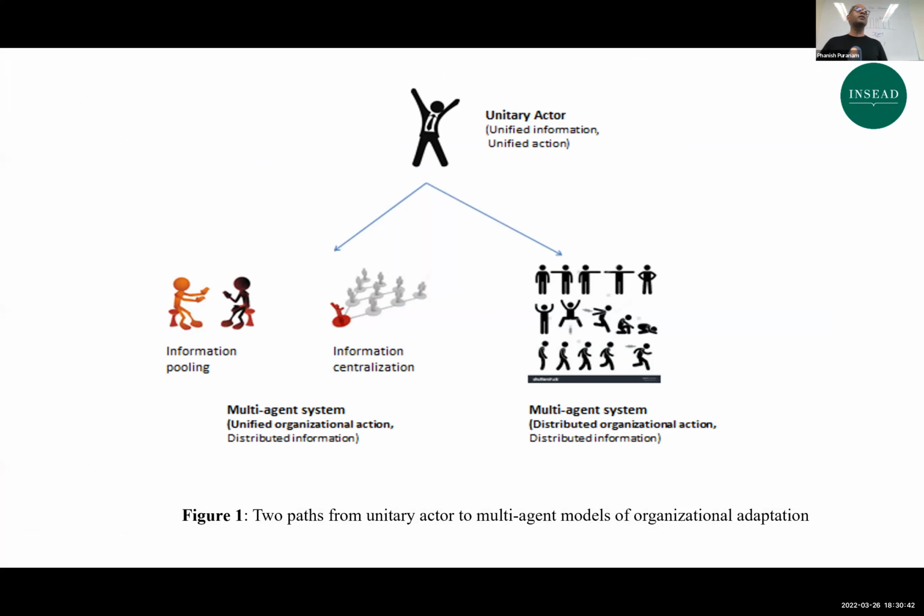I do want to point out that there are really 2 different paths to go from single actor to multiple actors, and they result in quite different models. On the left is a system where even though the system has multiple actors, in the end they take a unified action. The entire system collectively takes one action. This is Henning's model. It's a committee, right?